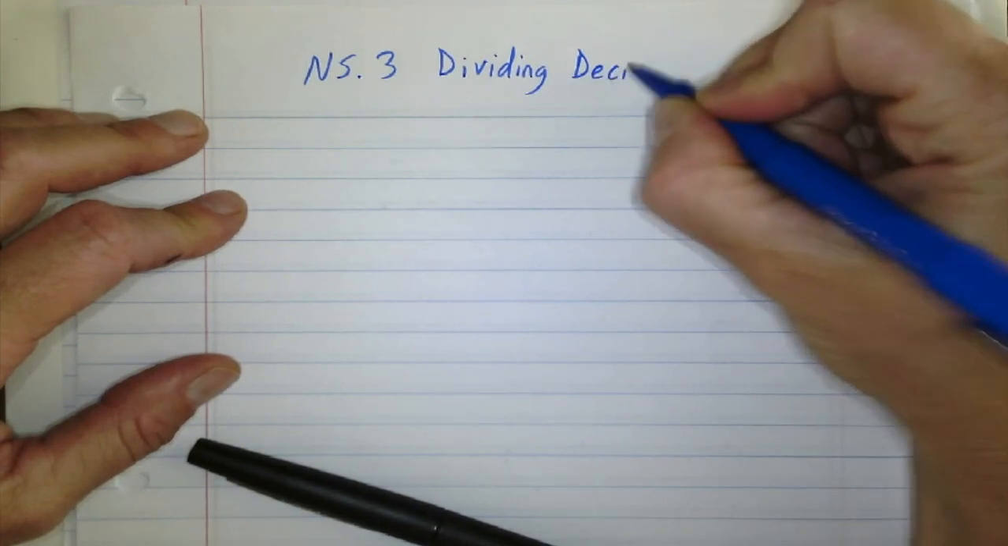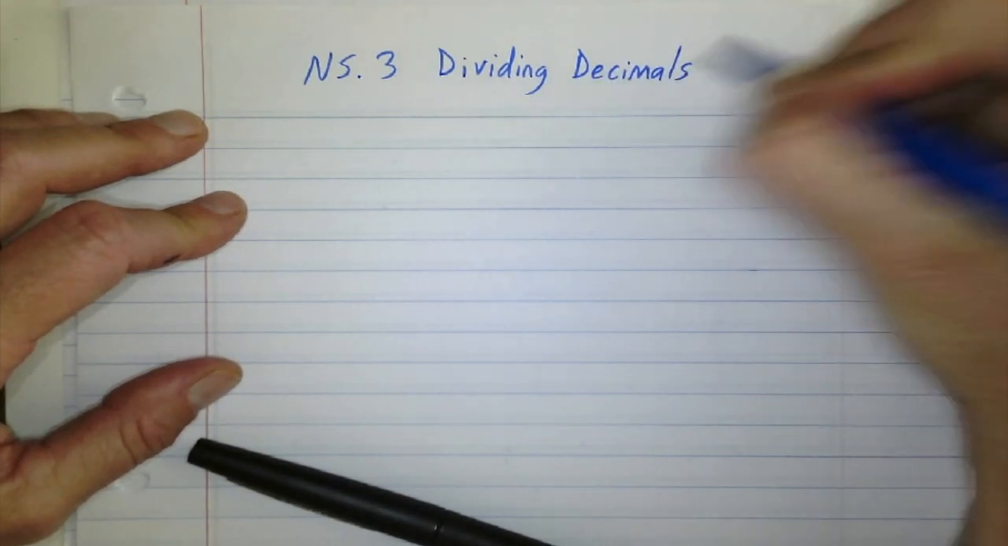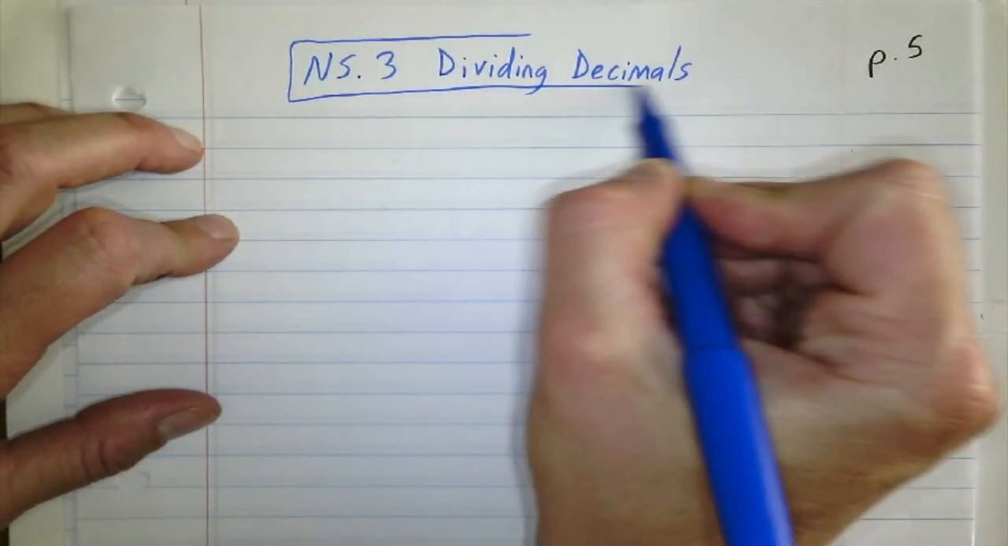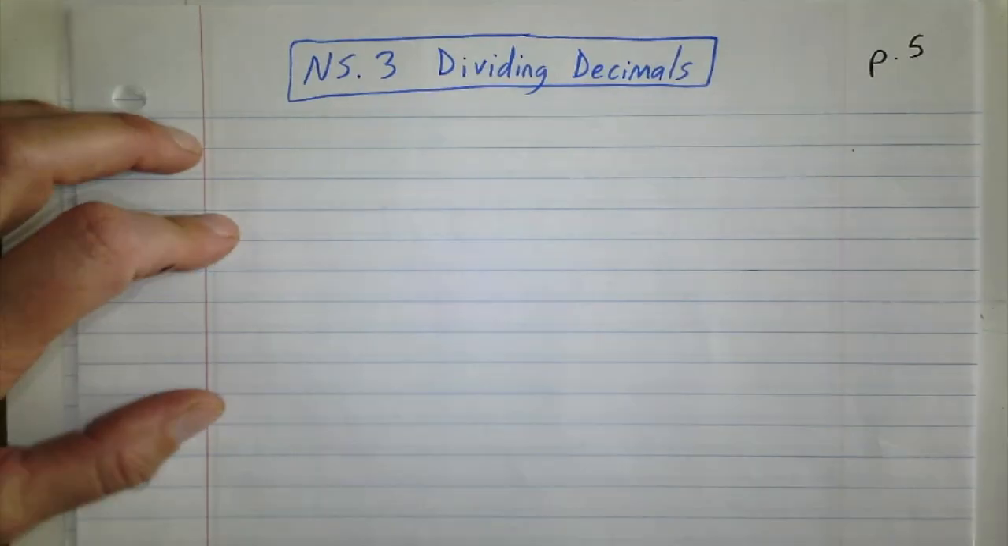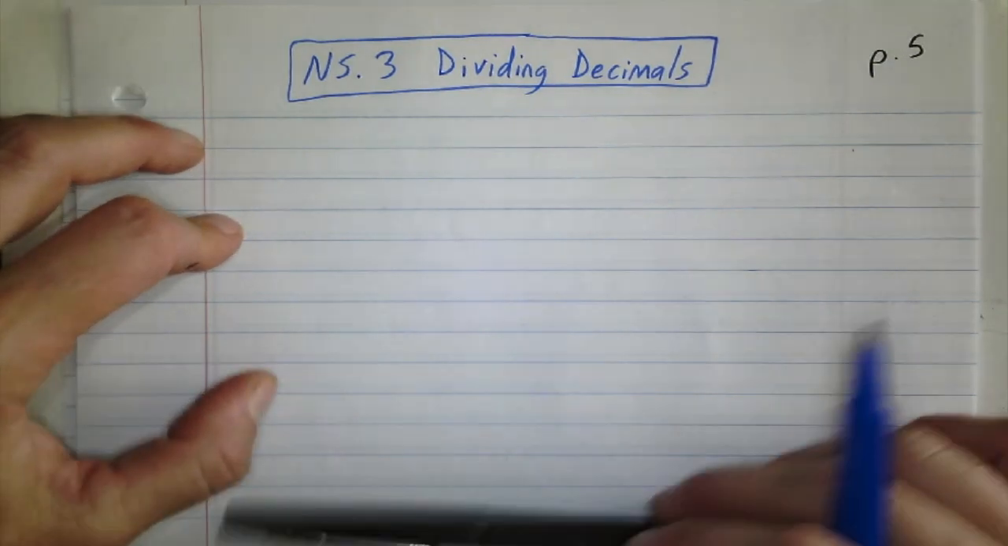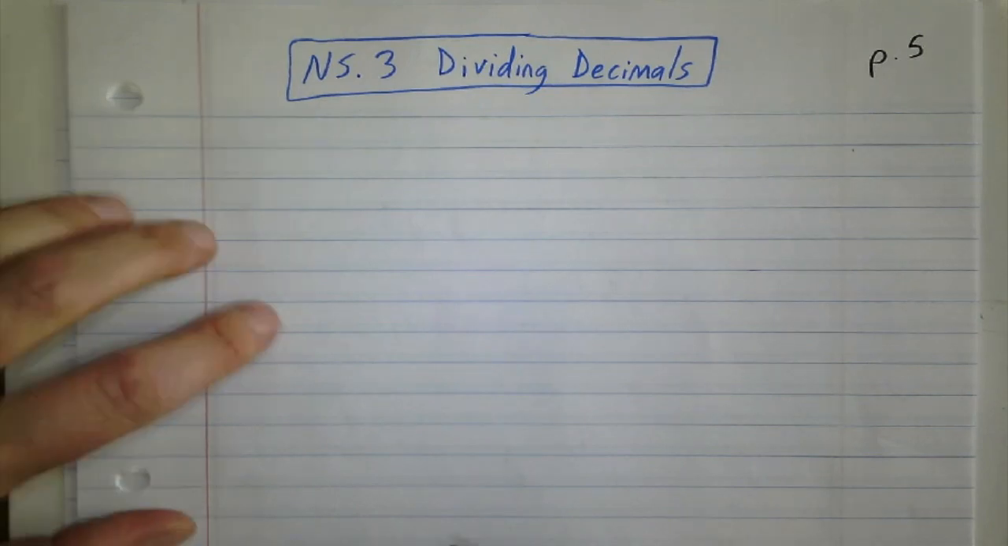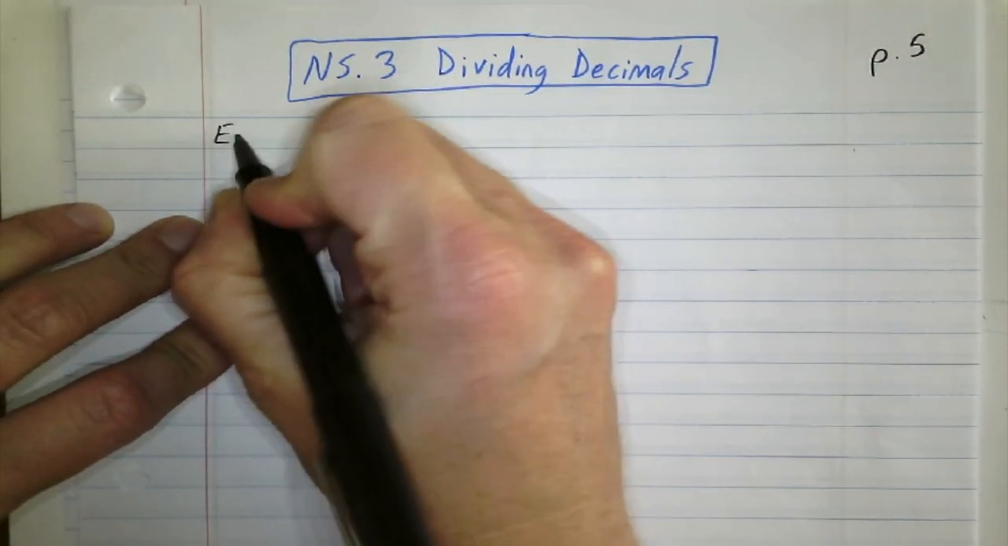decimals, which makes sense. We worked on regular division and division with remainders, and now we're ready to divide decimals. If this is too fast, you can always pause it. We're just going to do some example problems. Some of these might look familiar after you watched my number talk.